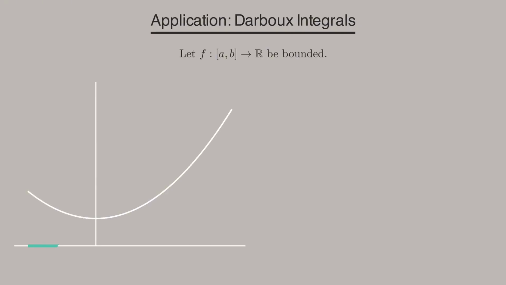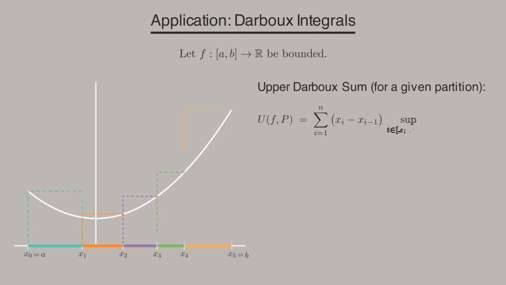If you take a bounded function on some interval a to b, and you take a partition of that interval, meaning you just pick a sequence of increasing x values that starts at a and ends in b, then you can define the upper Darboux sum for that partition by taking the width of each subinterval times the supremum of the function on that subinterval, and then summing them up.